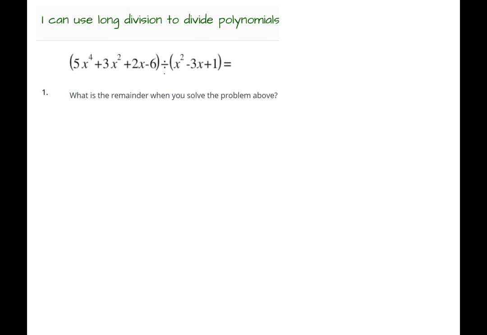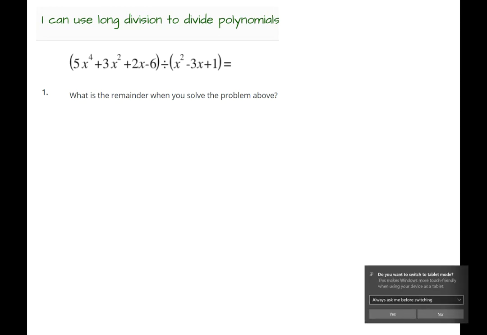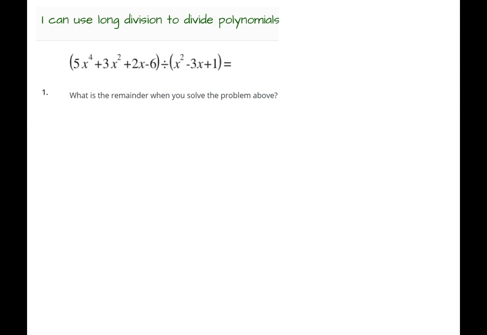All right, so on this problem, we are going to use long division, and we're supposed to be showing the remainder when we solve the problem. So I'm going to start by writing my long division sign. This part here goes on the outside, so x squared minus 3x plus 1.